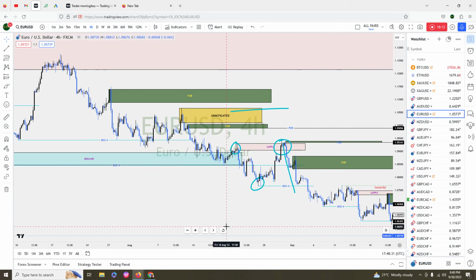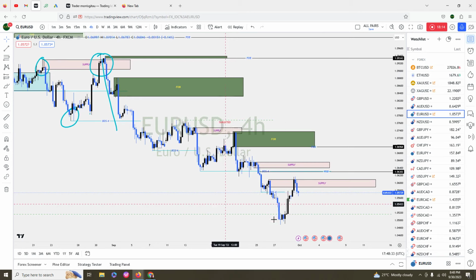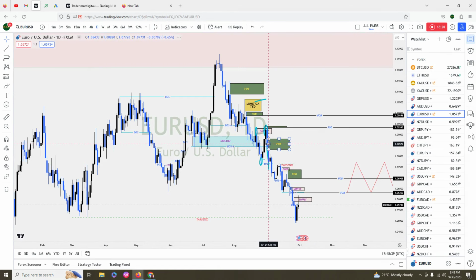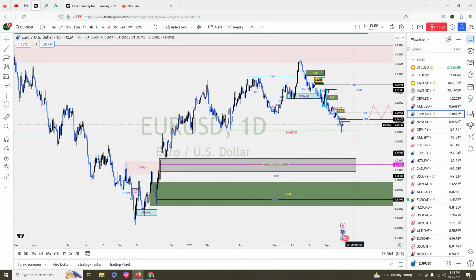So right now for EURUSD, we are waiting for a clean break to the downside, and I think we'll experience it this week. Where are we targeting this market to go next? There's a fair value gap, there's an imbalance here, there's a fresh order block. So we are extremely bearish on EURUSD and bullish on the dollar.